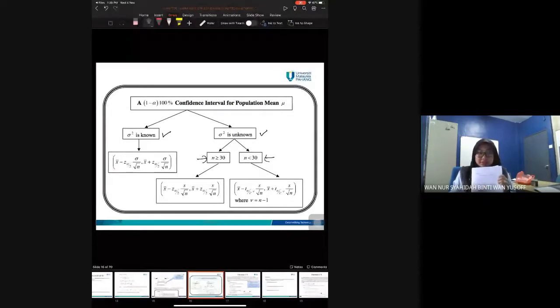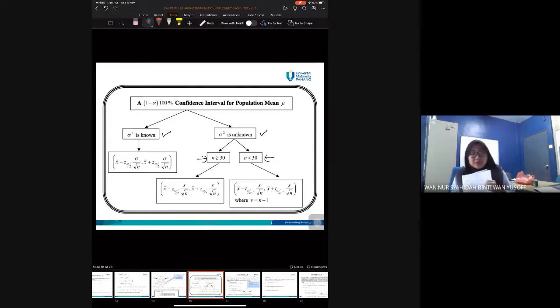But in this statistical table, it didn't mention which one is for the known, which one for the unknown, which one for n greater than 30, which one for n less than 30. You have to know that on your own. Okay, that one you have to memorize. We have keywords to know: does this formula belong to known or unknown, and does this formula belong to n greater than 30 or n less than 30?